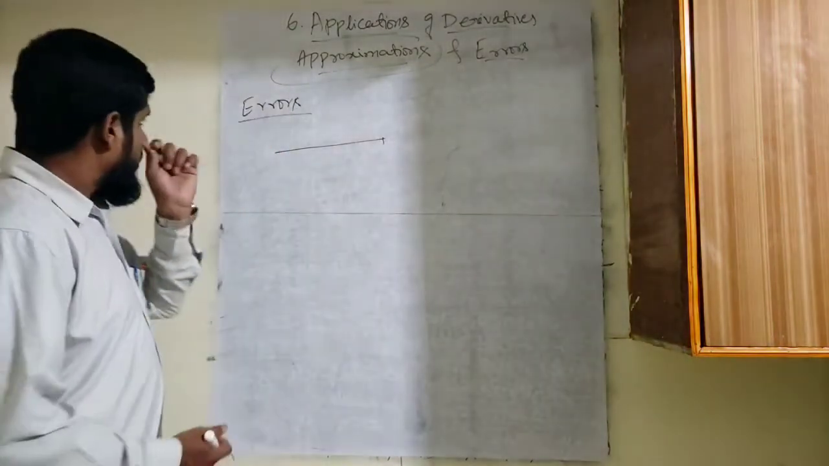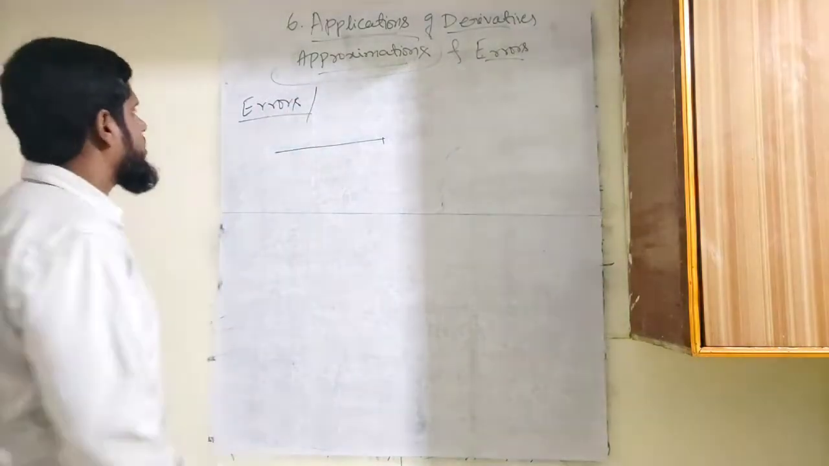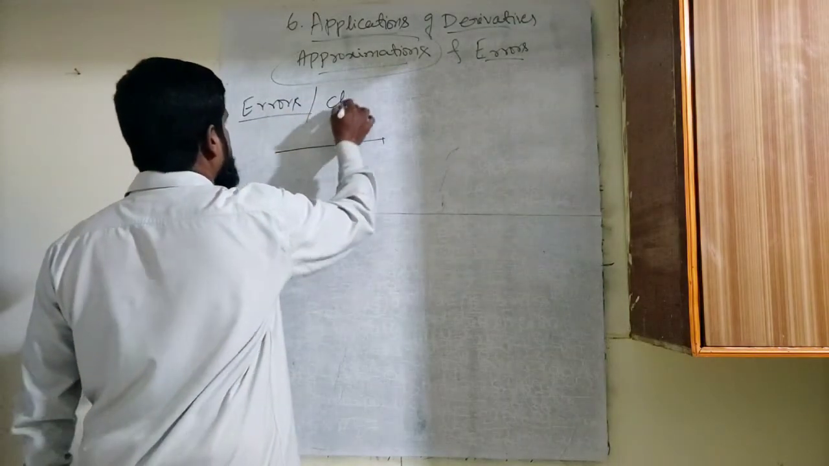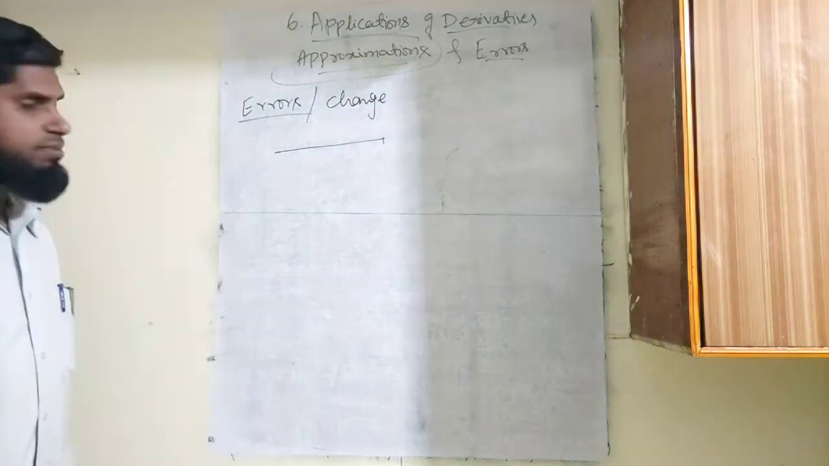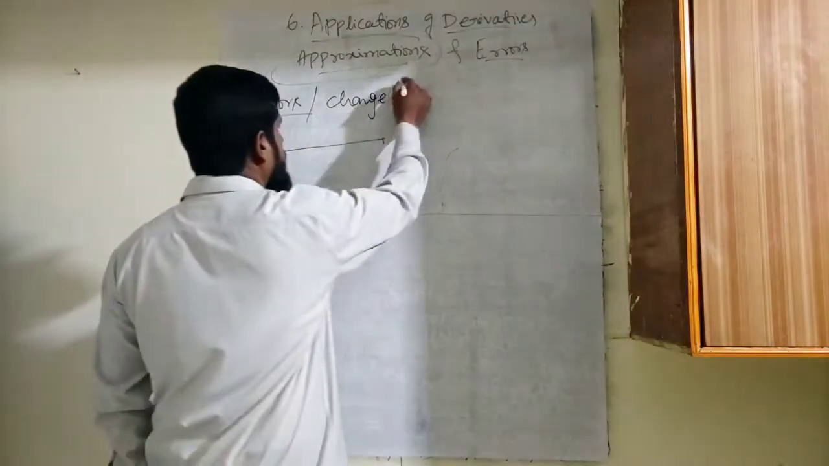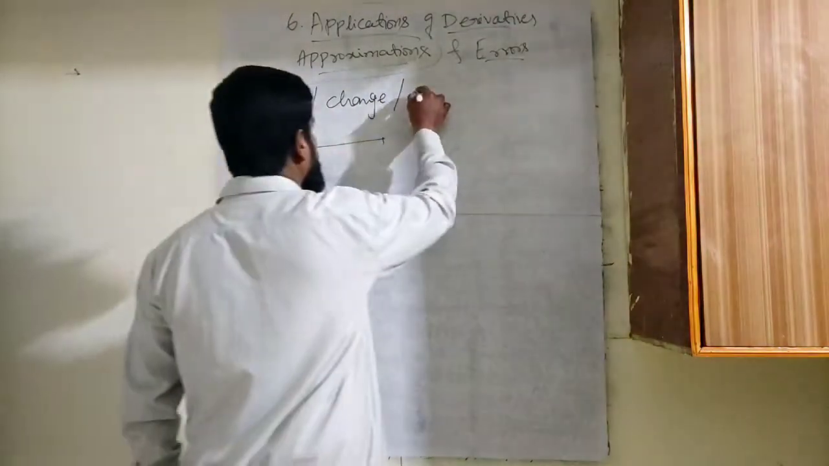So that's why, let us also discuss the other names of errors. Errors are also called change, or it is also called approximate change.